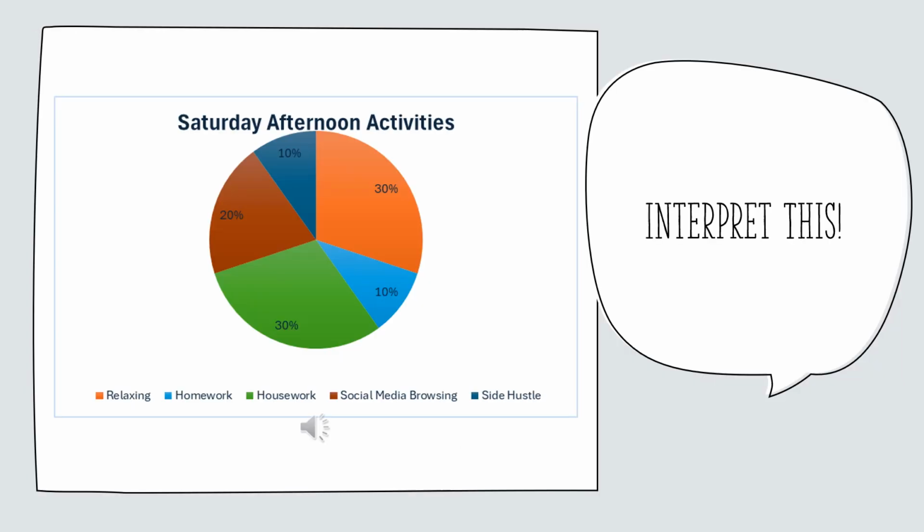Saturday afternoons are a mix of relaxation, chores, and personal pursuits. Around 30% of the time is spent relaxing, followed by 30% on housework. Social media browsing occupies 20% of the afternoon, while 10% is dedicated to both homework and a side hustle.